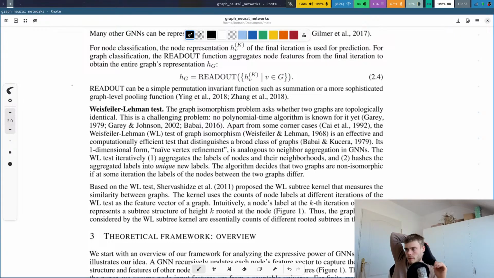The Weisfeiler-Lehman test iteratively 1. Aggregates the labels of nodes and their neighborhoods, and 2. Hashes the aggregate labels into unique new labels. The algorithm decides that two graphs are non-isomorphic if at some iteration the labels of the nodes between the two graphs differ.